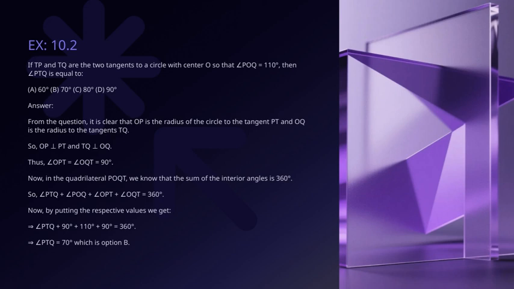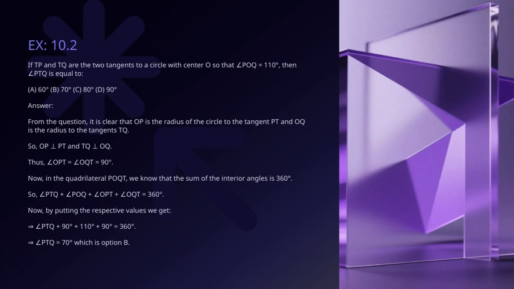Next, by substituting the specific values, we see that the sum of the angles PTQ, POC, OPT, and OCT also equals 360 degrees. This makes sense because they are angles around a point, and the total around a point is always 360 degrees. Now, focusing on the quadrilateral POQT, we know that the sum of its interior angles is 360 degrees.